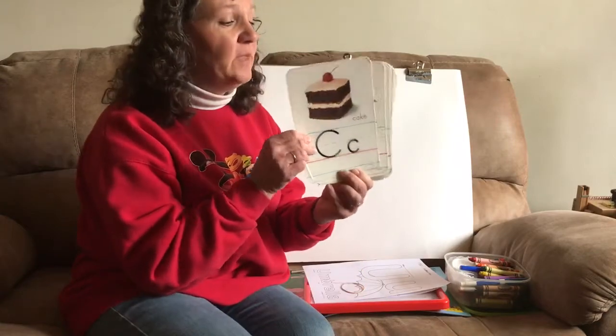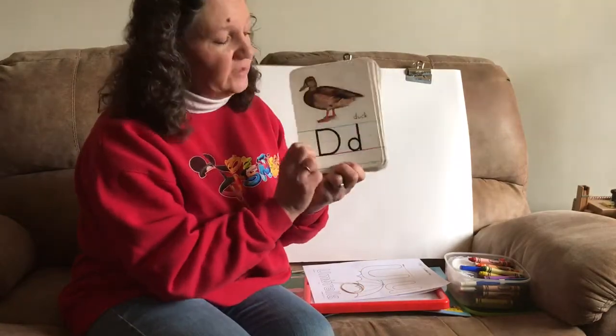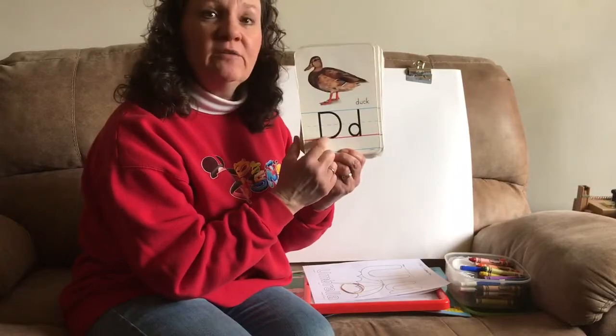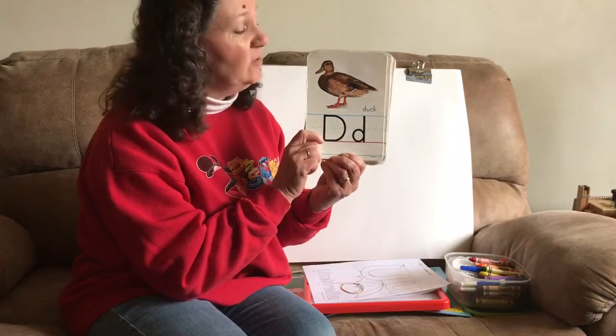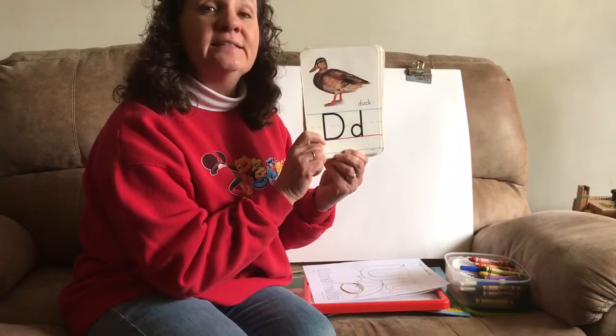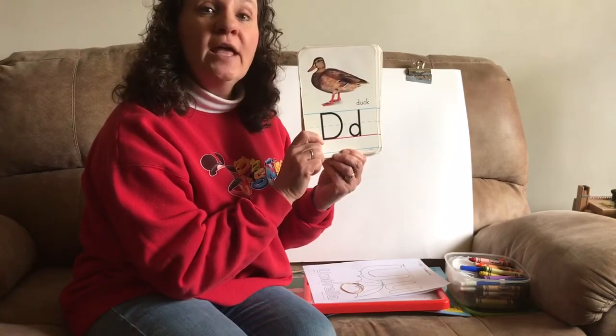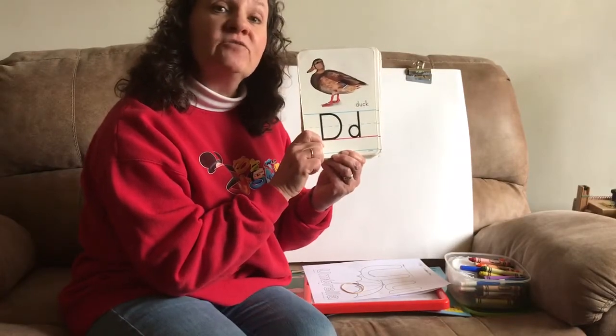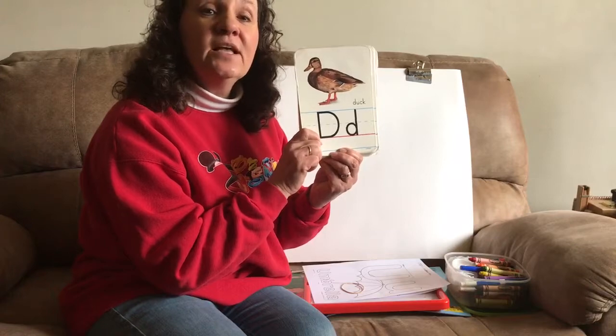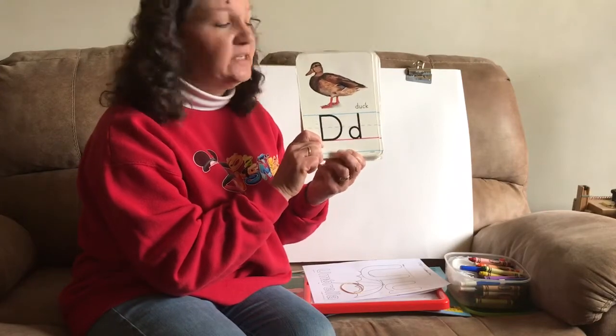Sing it with me. Do you remember this letter? There's the letter D. We have a capital D for dress, and our lowercase d makes the D sound, like duck and daddy and dog and donut. Okay, let's sing it together. D is for duck, D, D, D.